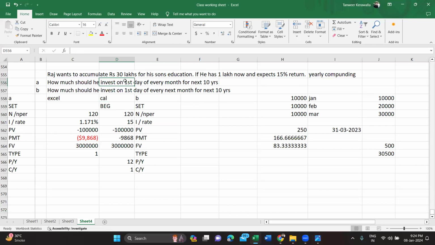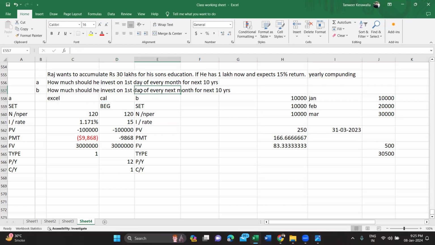Because first of every month means January 1st, February 1st, March 1st. Now, if I say first of every next month, for January, first of next month is 1st February. For February, first of next month is 1st March. So basically, I'm shifting the investment to the end of every month in an indirect way, right? Just picture yourself. You are today in January. If I tell you you're going to invest on the 1st of every month, 1st January you'll invest, 1st February you'll invest, 1st March you'll invest, and so on. So it becomes a begin mode question.